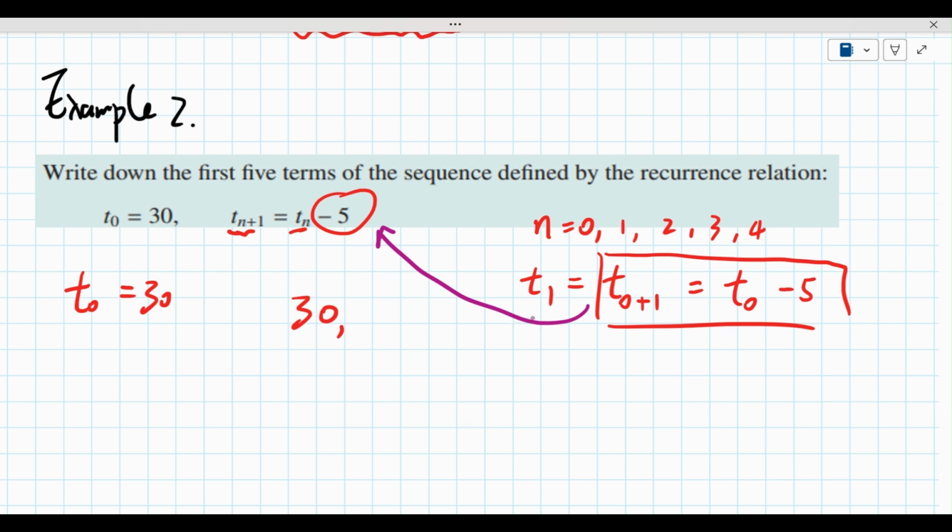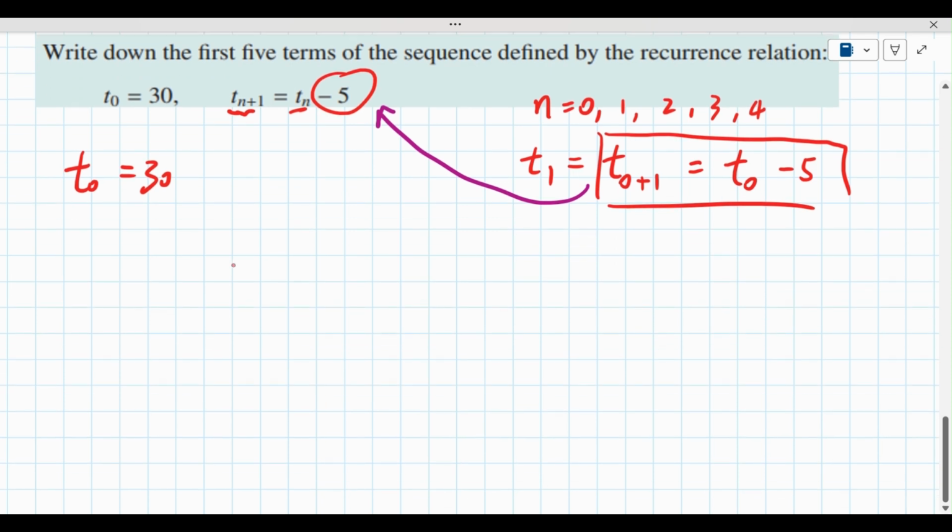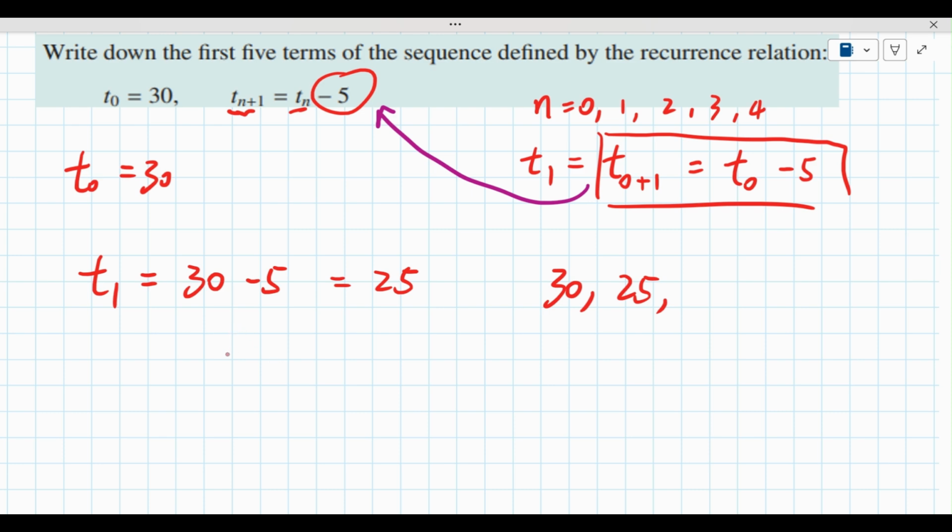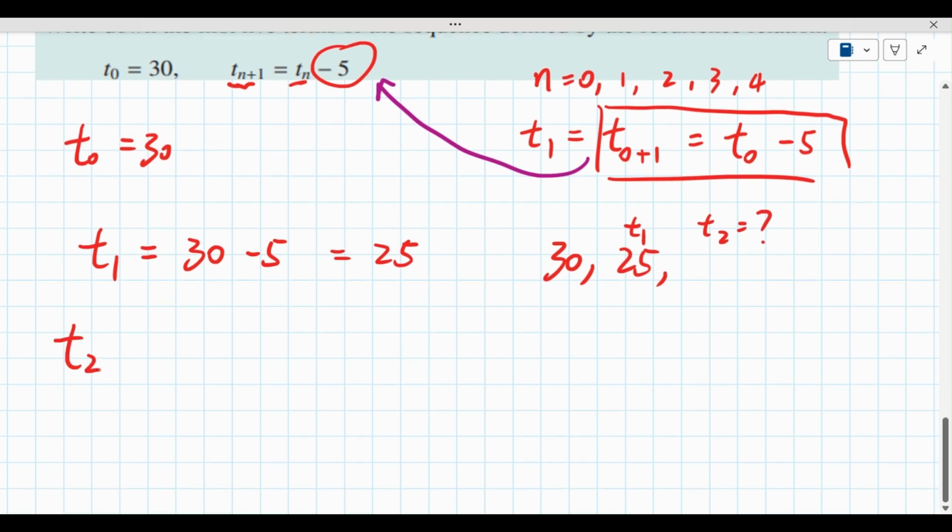So which means in your next term, T1 is equal to 30 minus 5, which is 25. So that means the first two terms are 30, 25. And now we keep going. Because we know T1 equals 25, we're going to figure out what T2 equals. We don't know T2 yet.